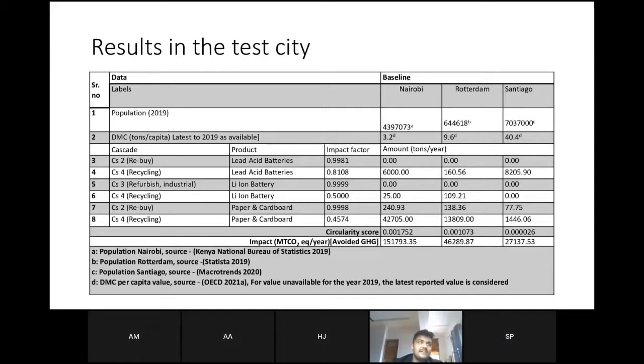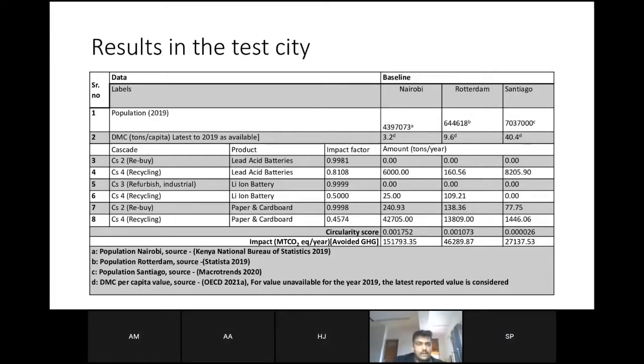What we found is that recycling was the most active process in all these cities for batteries. And for paper and cardboard, they were reused, like the secondhand trade of books, which was one of the reuse map processes, and recycling being the other one. Most of the data for this was collected by doing fieldwork, interviewing the concerned authorities and literature reviews. And especially for the impact factors, the benchmarks that exist for EPA and for EcoInvent were used here.